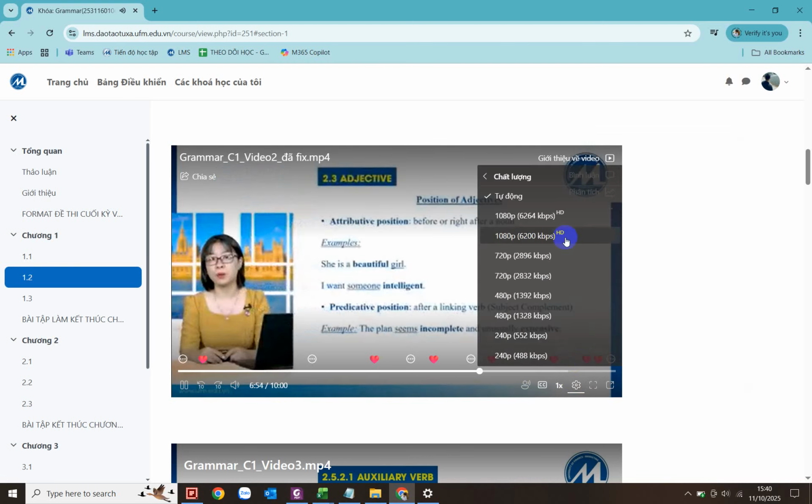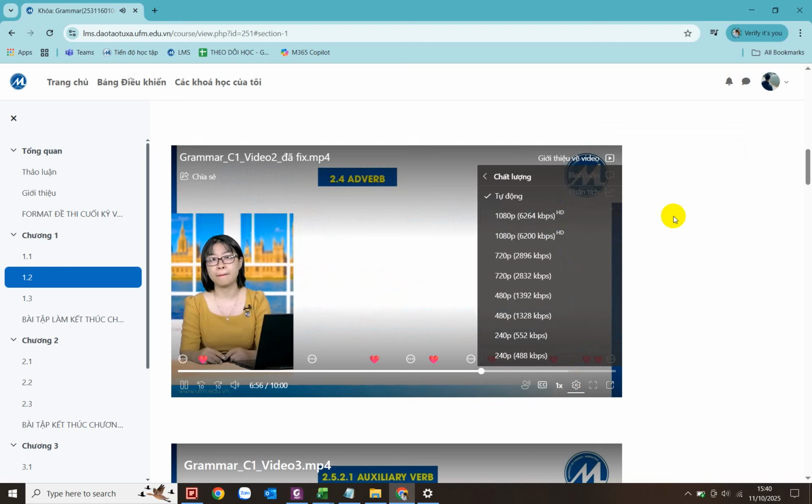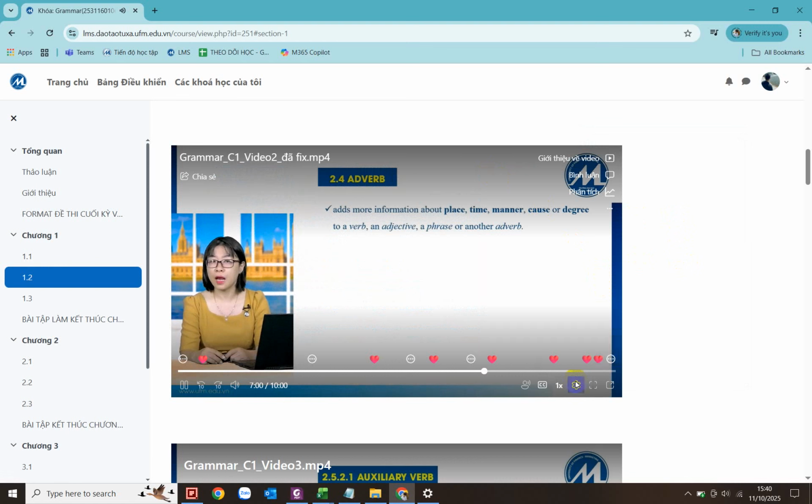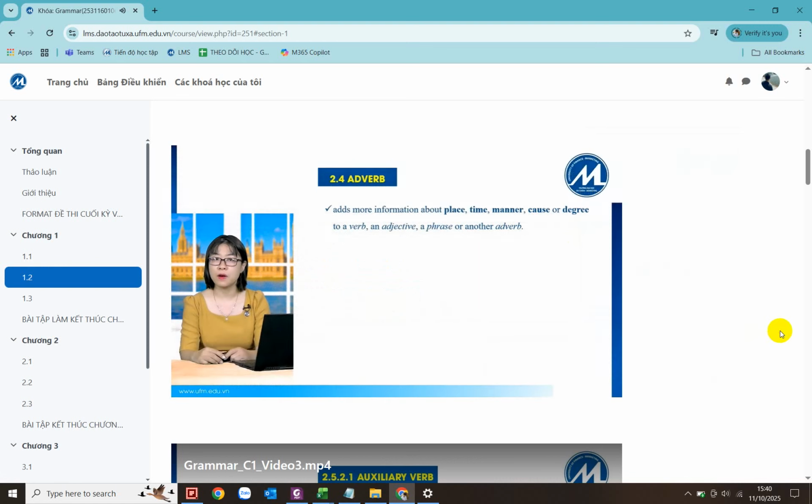Now let's move to another word group, which is adverb. An adverb adds more information about place, time, manner, cause, or degree to a verb, an adjective, a phrase, or another adverb. For example, please park your car over there. So over there gives you information about the place.